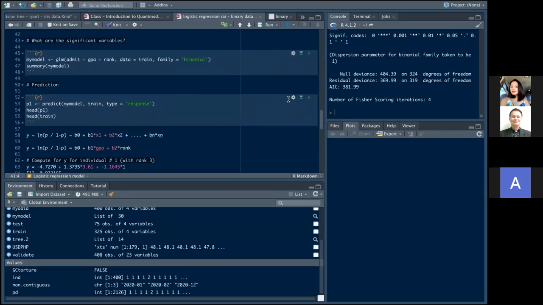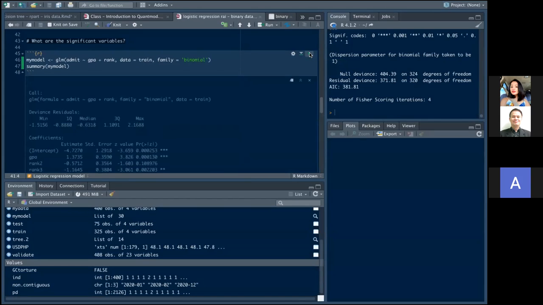Since GRE is not a significant predictor, we remove that from our model. So you notice in row 46, we now have my model. We again use the GLM function, and then we regress admit on GPA and rank. This time we remove GRE, because it's not significant. So when we run this, can you run this, please? Yes. Okay, we run that.